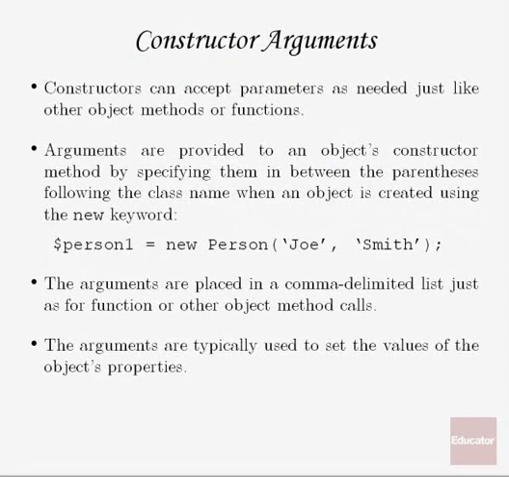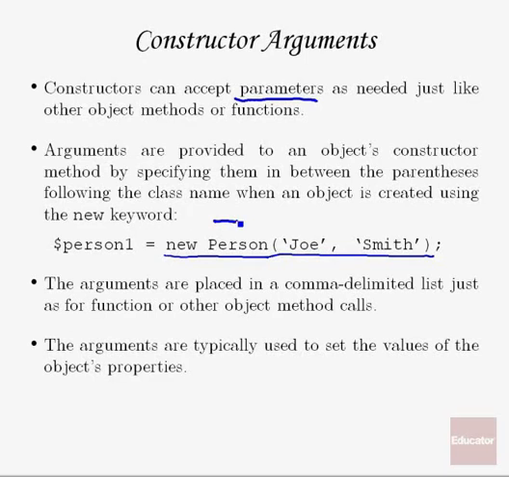So one thing that we noted is constructors are methods, and in that way they can take parameters just like any other object method or function can do. And the way you provide parameters to an object's constructor is by specifying them in between the parentheses when you instantiate a new instance of the object.